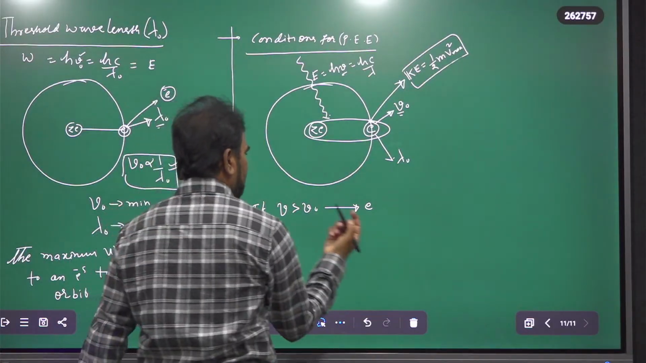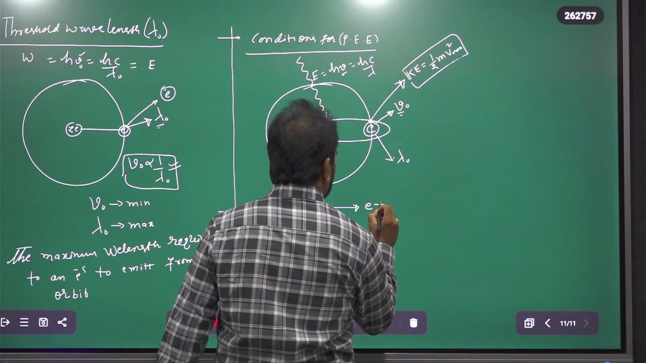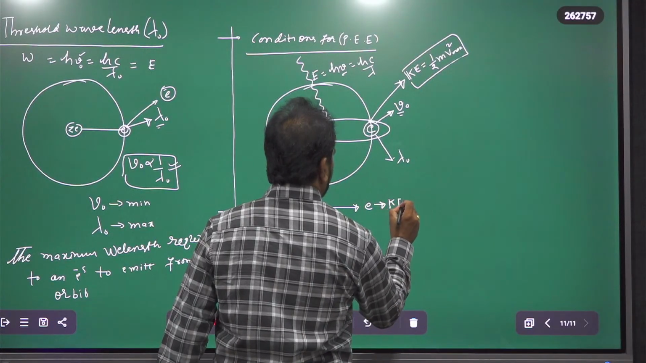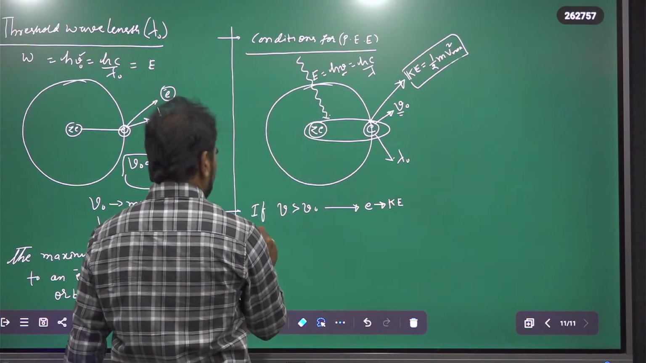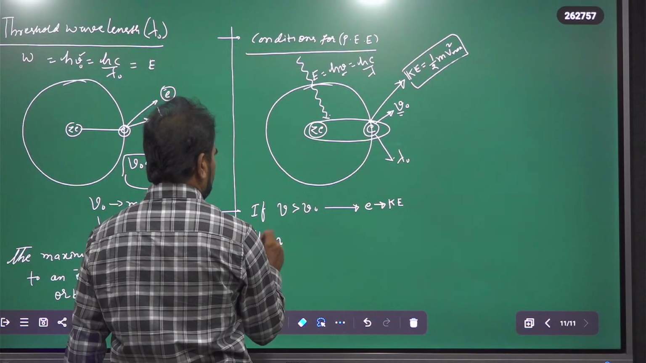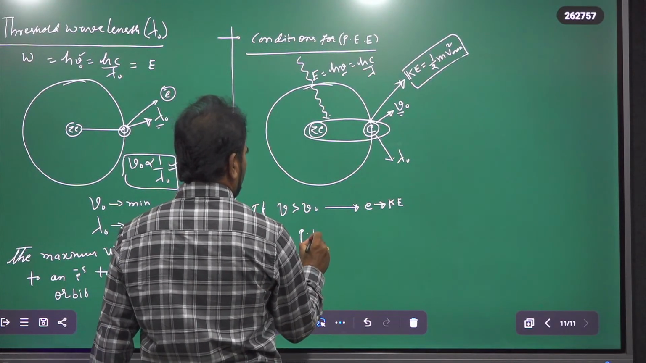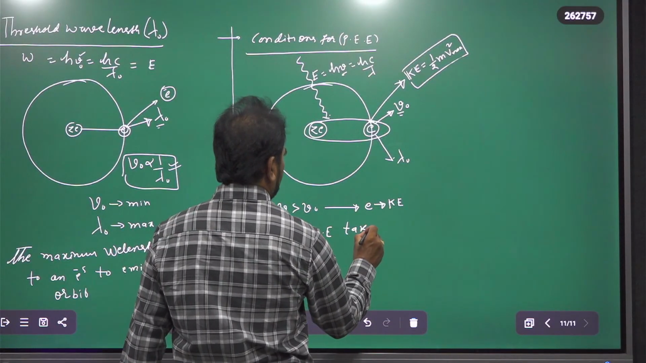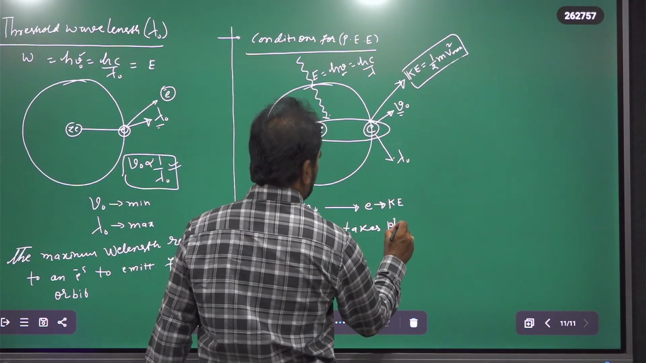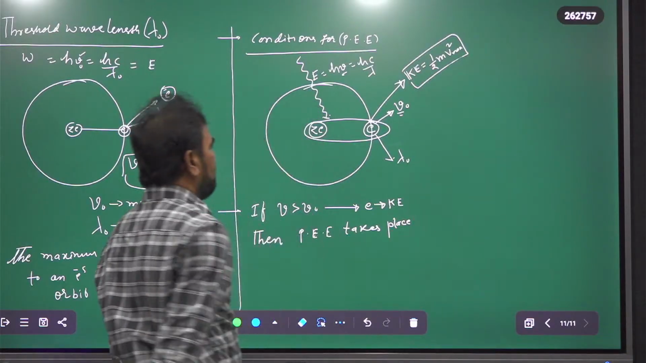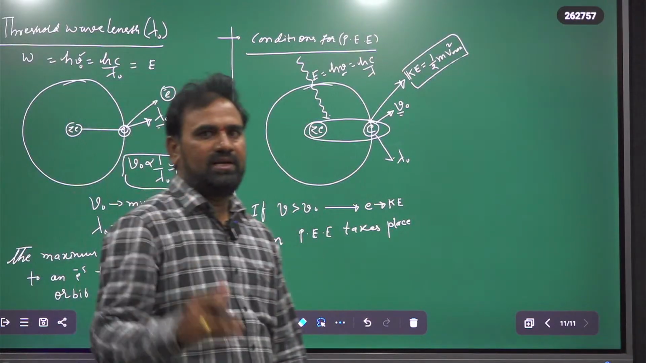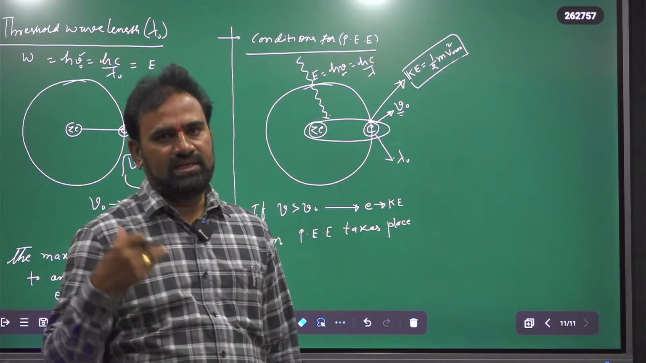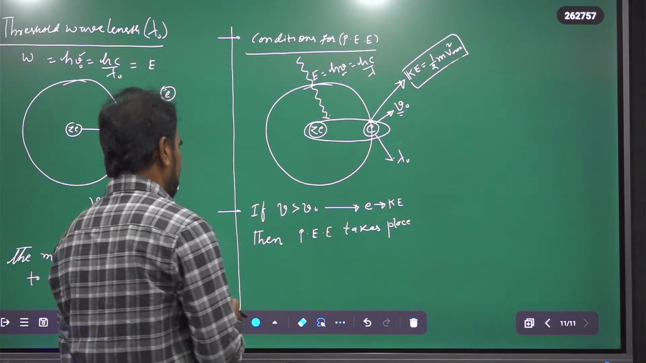If nu is greater than nu naught, the electron is ejected with some amount of kinetic energy KE. In this case, the photoelectric effect takes place when nu is greater than nu naught, the electron being ejected with maximum kinetic energy.